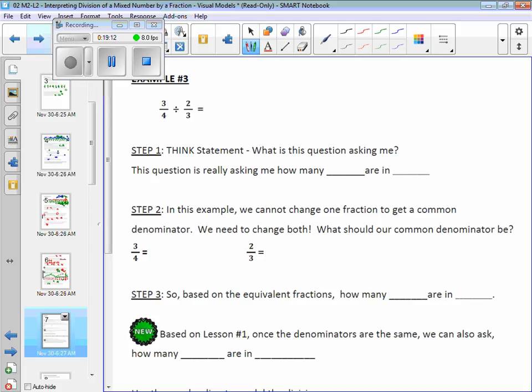Think statement. Give me what and what? Are you sure? I want you to be sure. You sure? How many 2/3 and 3/4?